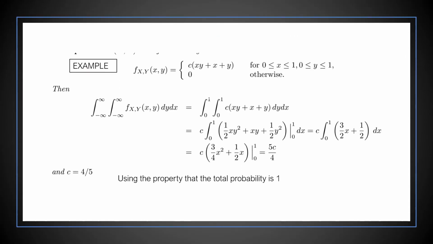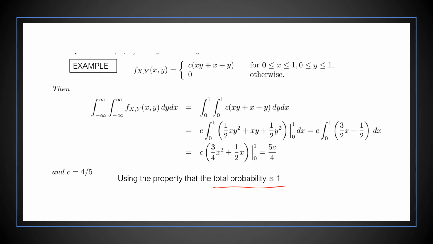Let us discuss an example. Let us assume that the density function f(x,y) is given as a constant c times (xy + x + y), defined in this range x lying between 0 to 1 and y lying between 0 to 1, and the function is defined as 0 otherwise. Now, first of all, we have to find what the constant c is. In order to find the constant c, we make use of the condition that the total probability is 1.